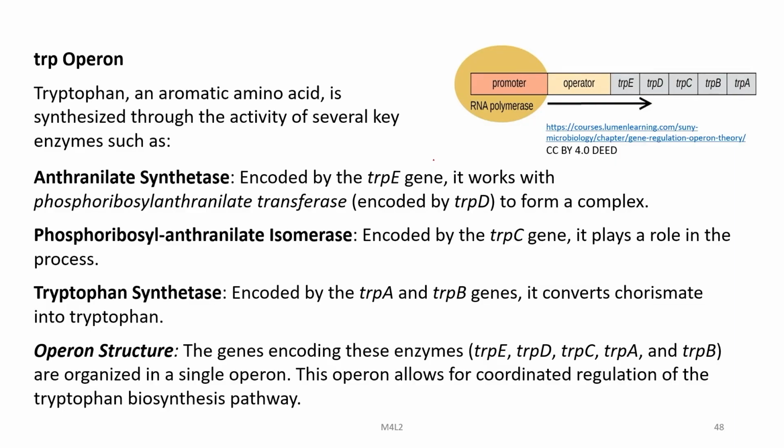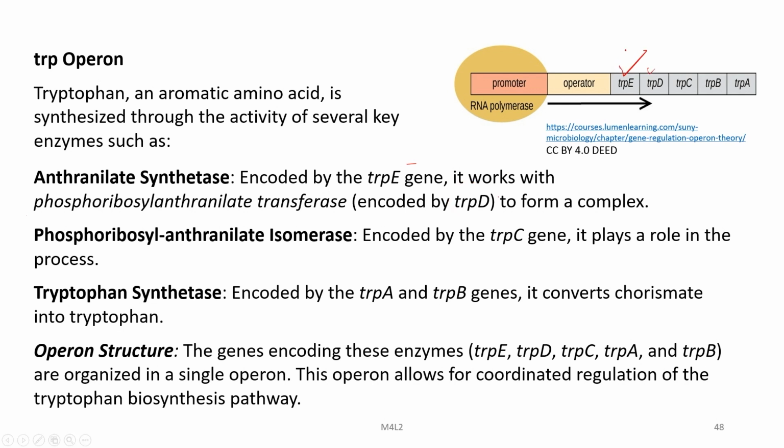Let us now discuss the tryptophan operon. Tryptophan is an aromatic amino acid which is synthesized through the activity of several key enzymes like anthranilate synthetase, then phosphoribosyl anthranilate isomerase, then tryptophan synthetase. These different enzymes are encoded, for example, by the trpE gene. It works with the phosphoribosyl anthranilate transferase, which is encoded by the trpD gene.